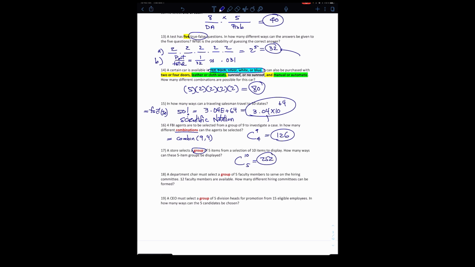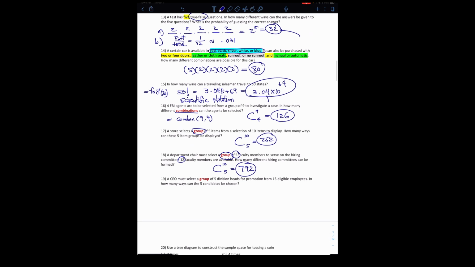It's straight up. You're just remembering when to use this shortcut formula. And again, the same thing for the next one. You see the group, and you have 12 faculty members, and you want to know how many ways you could put them in groups of size 5. So this will again be the combination of 12 choose 5, and that'll be 252, right? Sorry, I'm looking at the wrong one. That'll be 792. Okay. So that'll be a combination of 12 choose 5. Same as the next one.